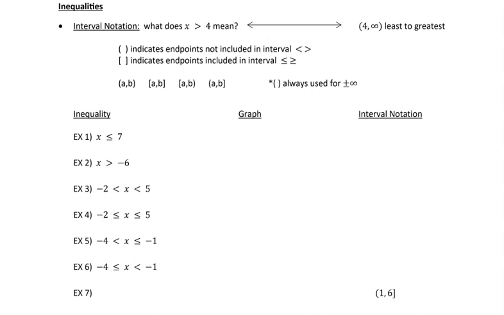So if we take a number line and we say that 4 is, say, right here, we don't need to actually put all of the numbers on the number line because all we really care about is 4 right now. So x is greater than 4 means x should be bigger than 4. Where are the numbers that are bigger than 4? They're on the right side. So all of these numbers are bigger than 4.